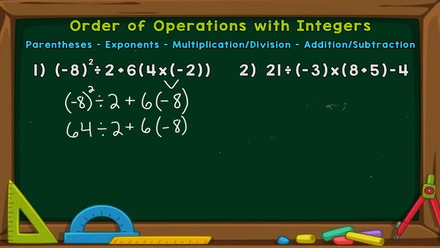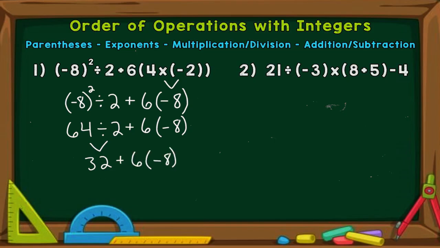So our process here, do we have any parentheses? No. Any exponents? No. Multiplication or division? Yes, we have both 64 divided by 2 and then 6 times negative 8. Whenever you have a number right up against parentheses, it means multiplication. Now, multiplication and division are on the same level, so to speak. So we solve from left to right. So 64 divided by 2 comes first. That's going to give us 32. Bring down everything we did not use.